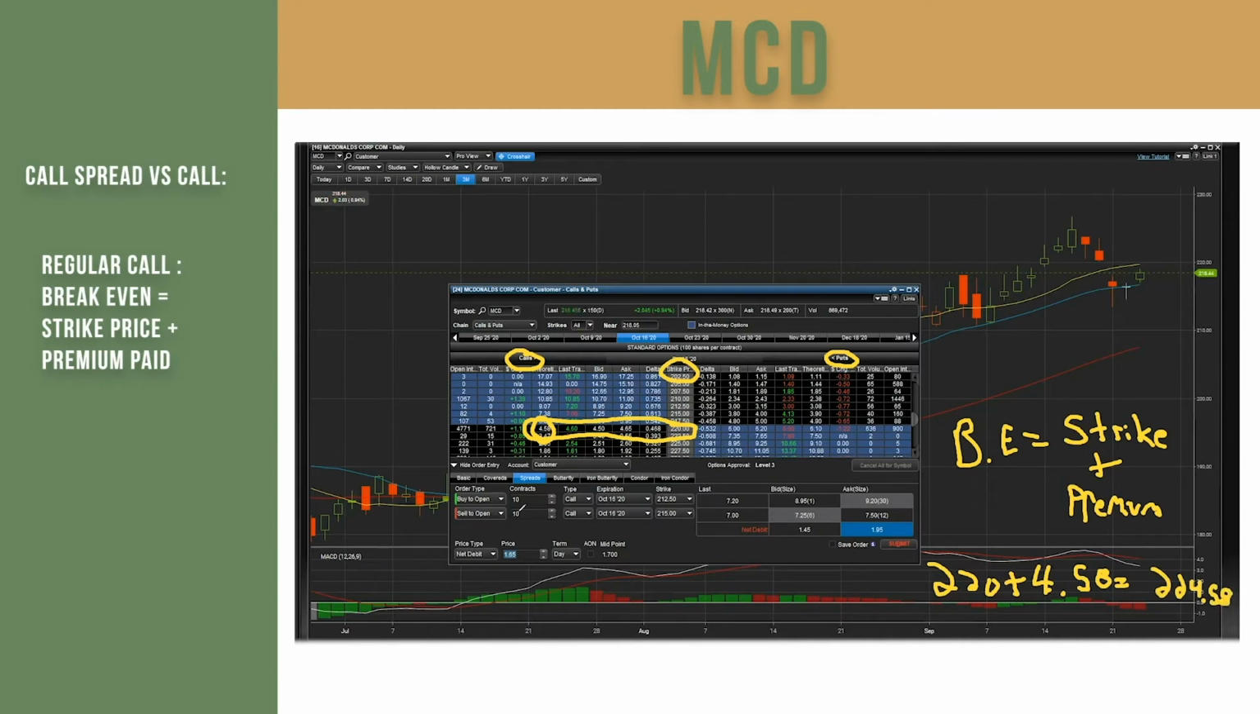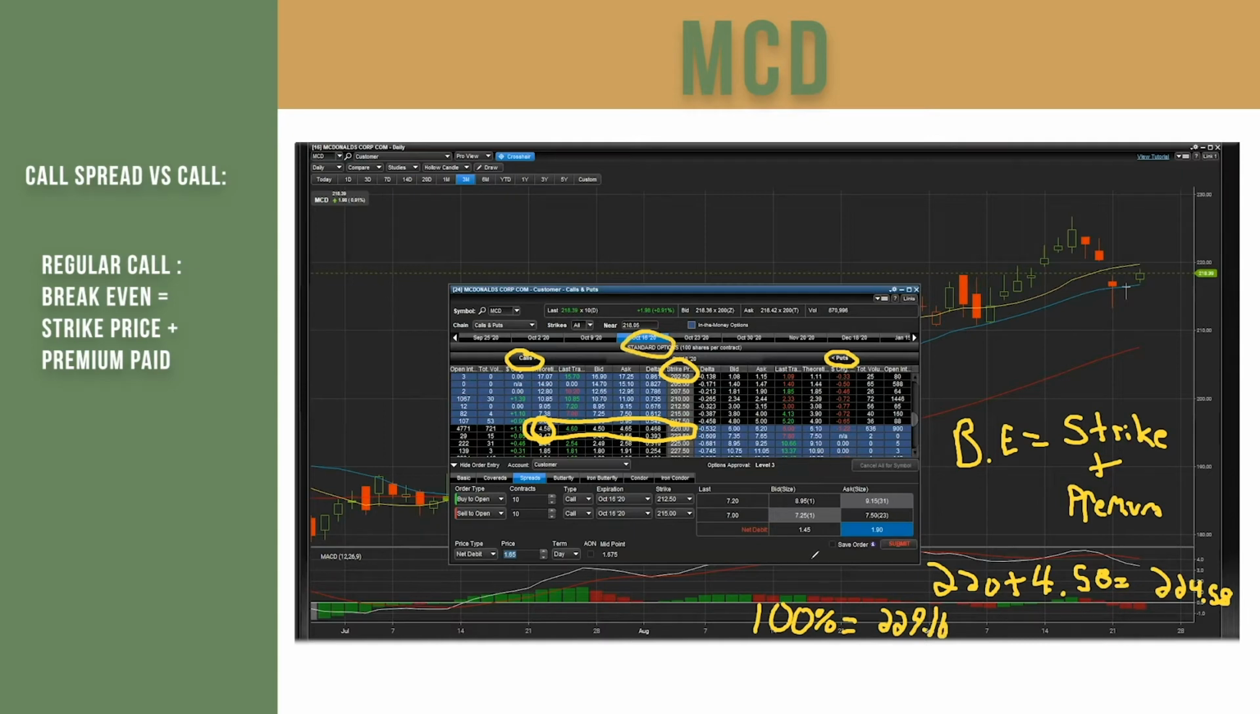So that's the thing. To make a 100% return, you need to add another $4.58. So $224.58 plus $4.58. You have a 100% return on the regular call if the stock gets to $229.16 on your expiration date, October 16th.